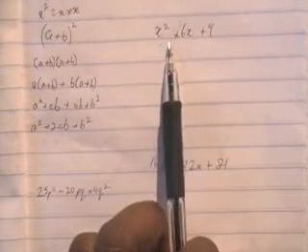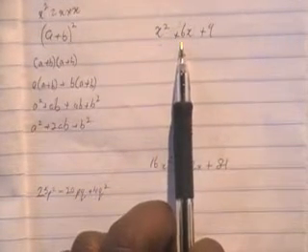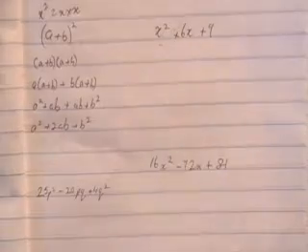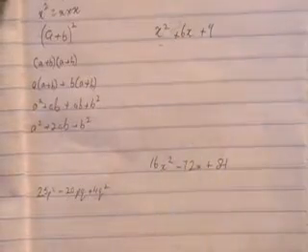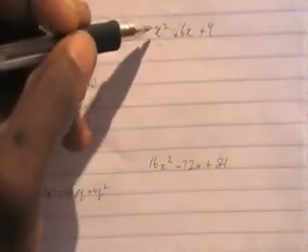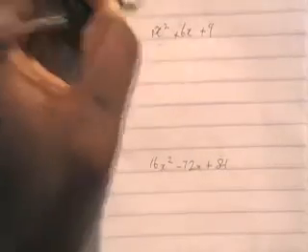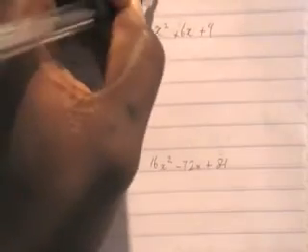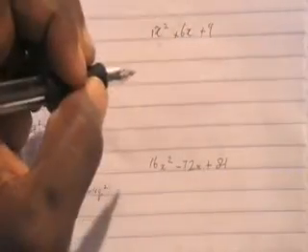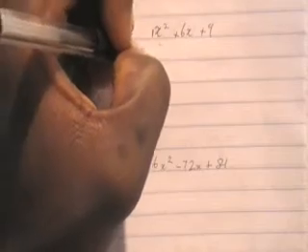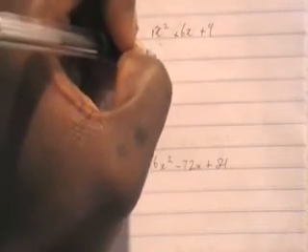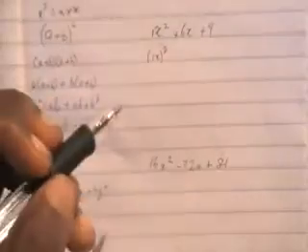This is x squared plus 6x plus 9. Okay, question. What is the coefficient of x? It is 1. What is the square base of 1? 1 squared is equal to 1. So 1 x squared, you don't have to put the 1, I put that.